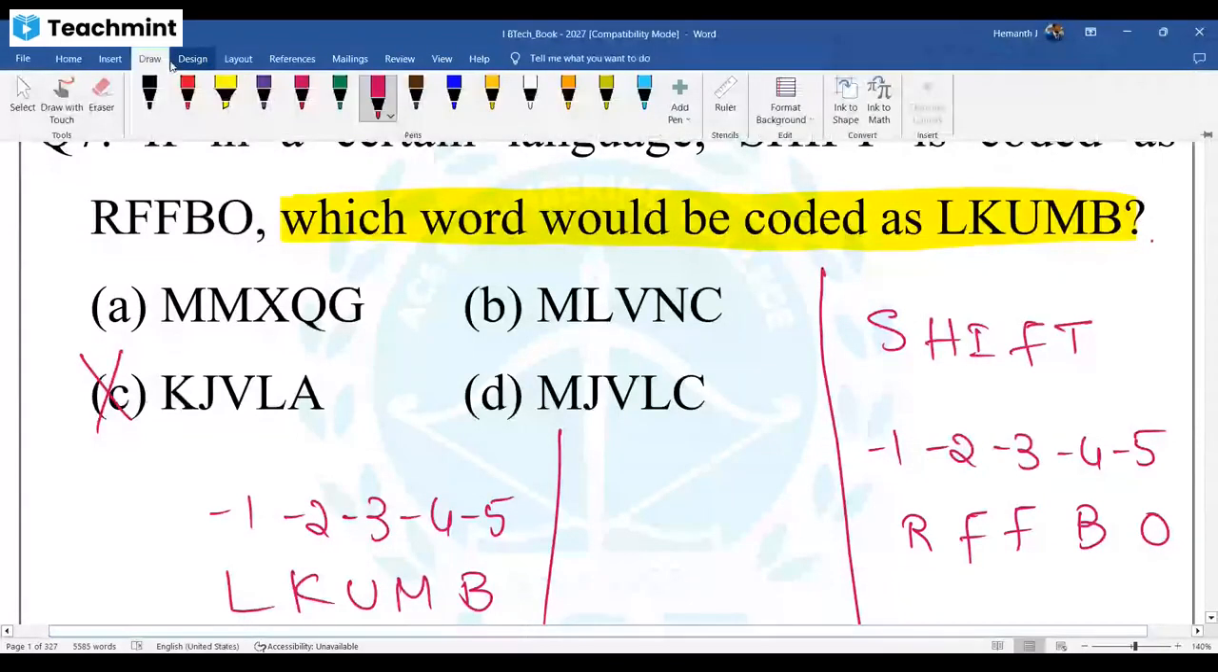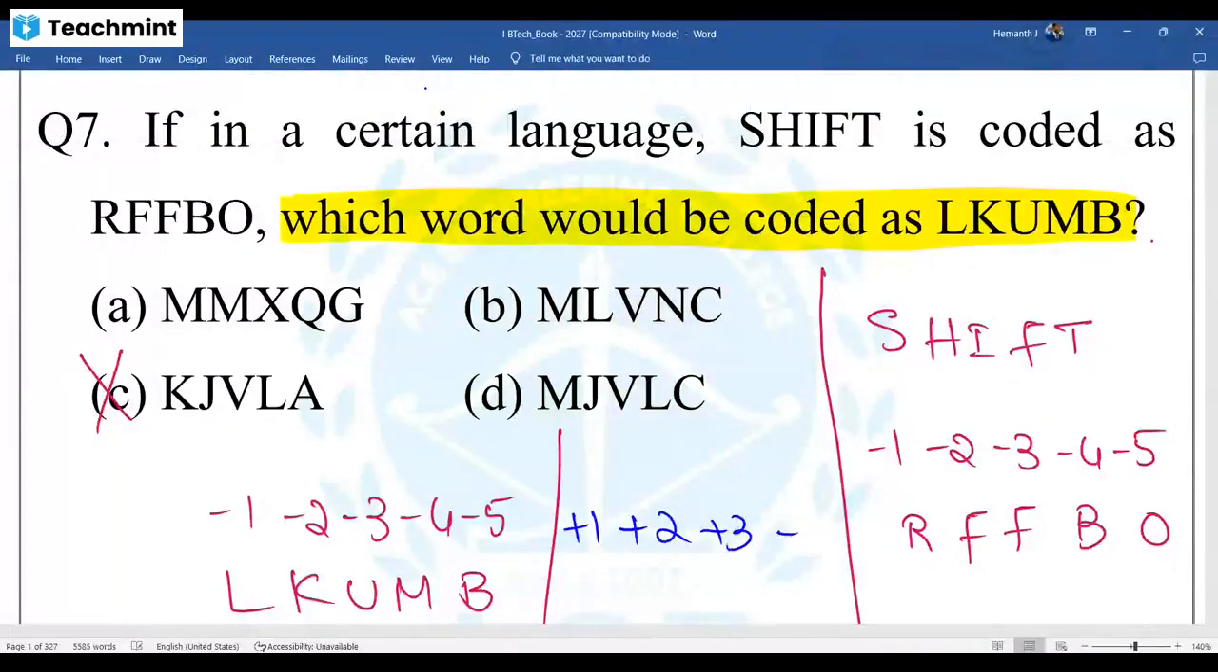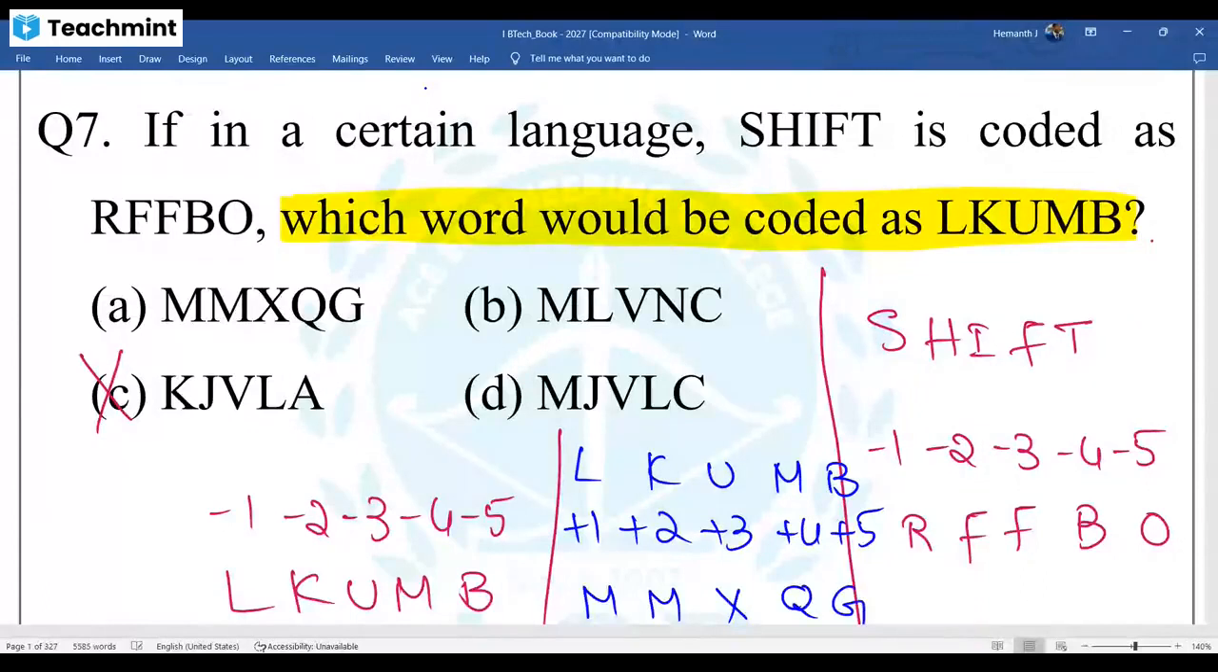My dear friend, coding -1, -2, -3, -4 means decoding. If you want to find the original one, do +1, +2, +3, +4, or else do it in reverse. For LKUMB, do +1, +2, +3, +4, +5. Right? So U is 21, +3 is X. 13 +4 is 17, Q. 2 +5 is 7. We'll get XQ, G.